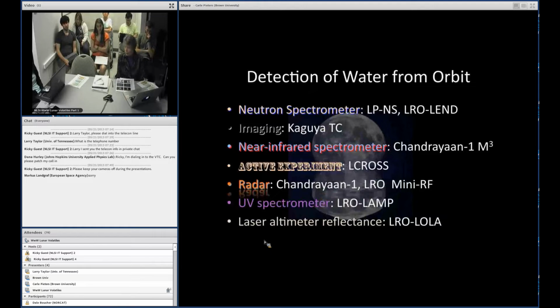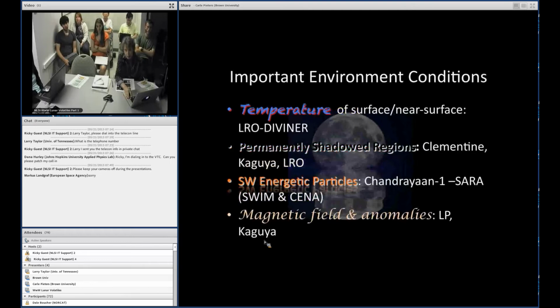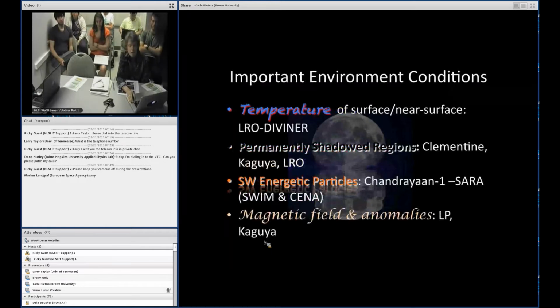I'm assuming Tony will, well, actually the rest of this particular session will focus on L-cross, but then also mention the radar, the UV spectrometer, and the most recent one from the LOLA altimeter. Now, of course, it's also very important to mention the related measurements. Although they don't directly identify water or volatile species, they really are very important for understanding the environment and the stage.